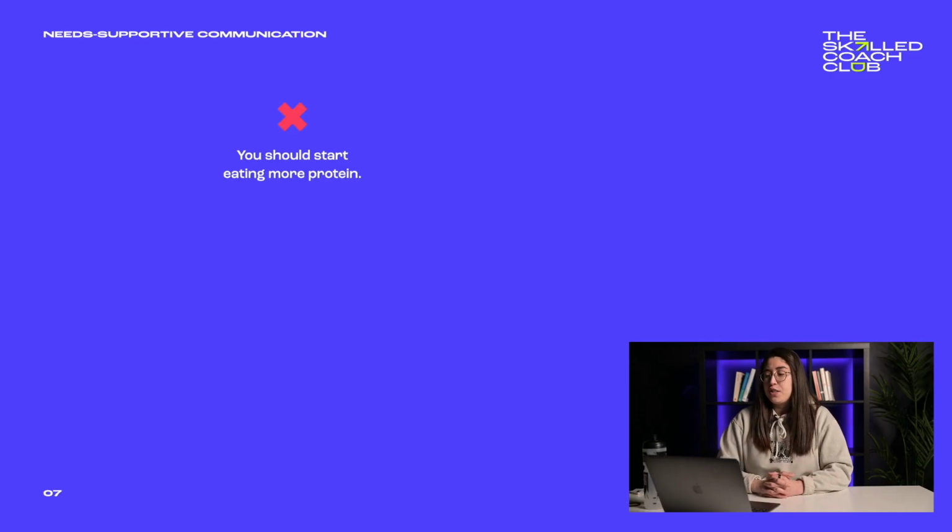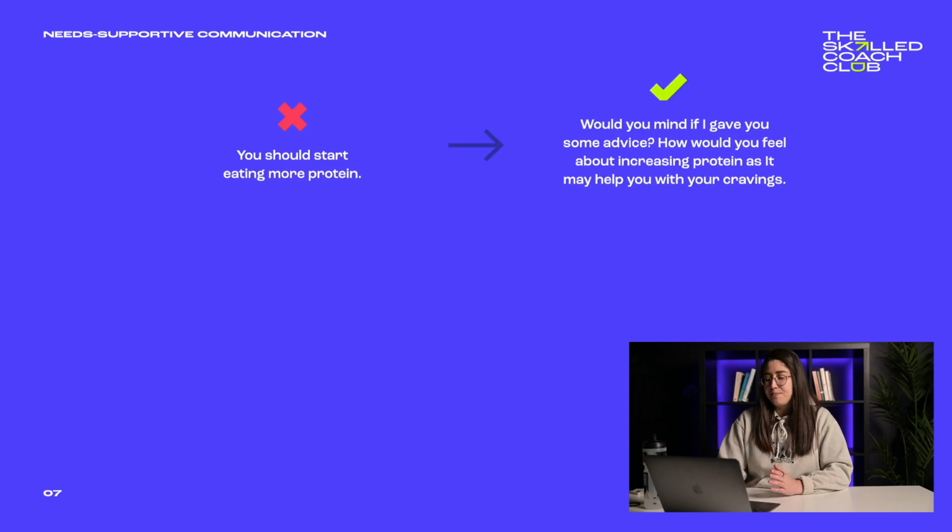Let's go through some specific examples. Instead of saying something like, you should start eating more protein, something that is more autonomy supportive might look like this. Would you mind if I gave you advice? So that's that permission asking. And then, how would you feel about increasing protein, as it may help you with your cravings? So what we're doing there is we're asking permission, we're asking them how they would feel about it, and we're actually giving a reason. We're providing some rationale that might align with their goals. So if they've already told us that they're struggling with cravings, that might be a nice way to frame that conversation.